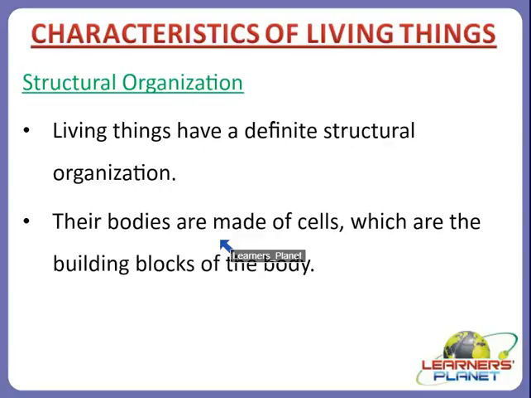The first characteristic of living things is structural organization. Yes, structural organization means living things have a definite structural organization, means their bodies are made up of cells, which are the building blocks of the body. So we know that their bodies are made up of cells, but what is meant by a cell?